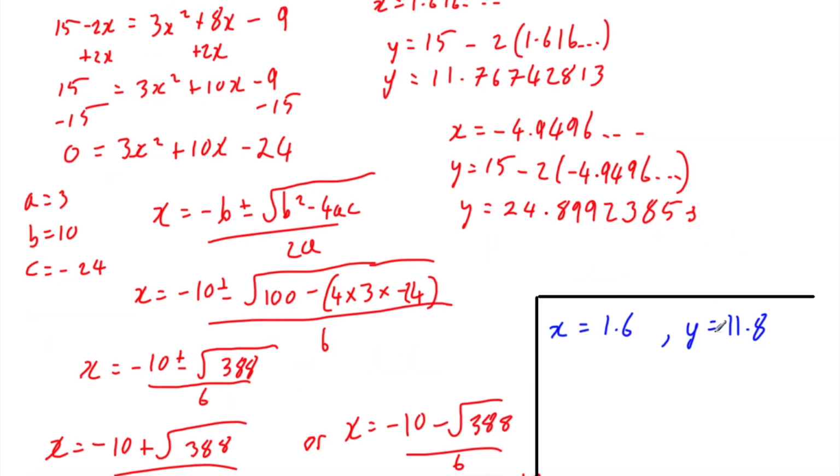That's our first pair of values for x and y. Or x equals, then we had minus 4.94, so it's going to be minus 4.9, the 4 is not going to round it up, and for the y we would have 24 point, we had 8.9, so it's going to round up to 24.9. And that's it, that's our solutions.